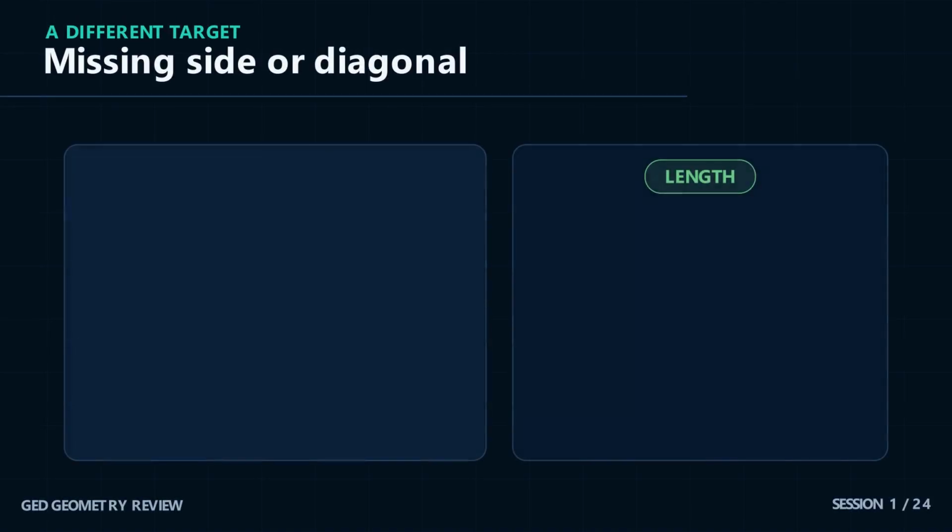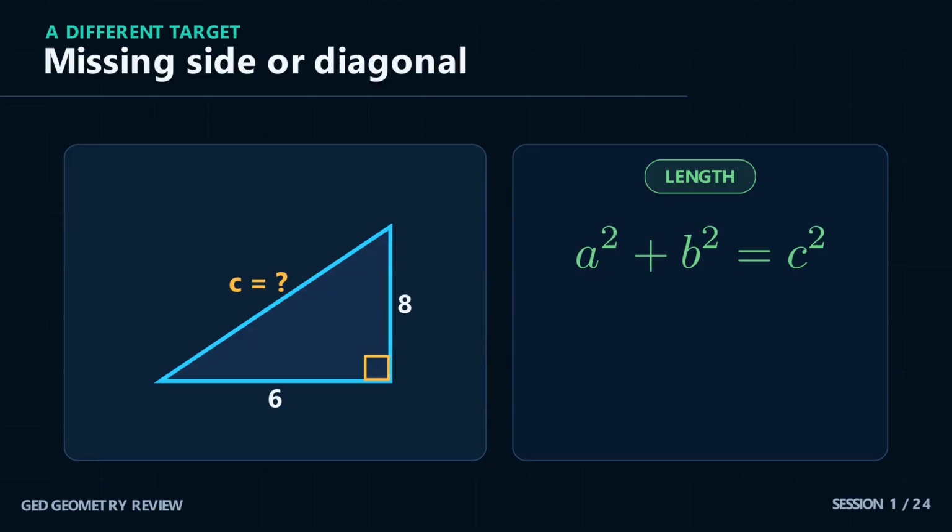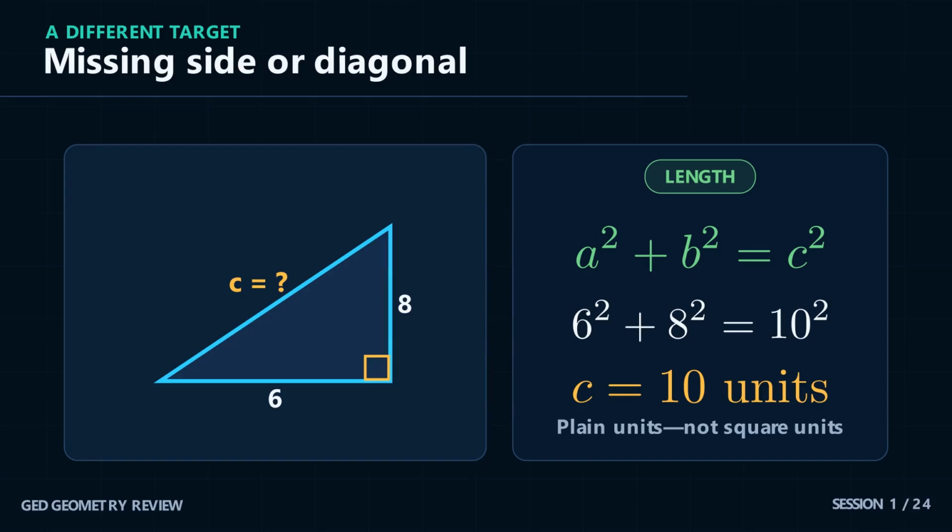Some questions ask for neither area nor volume. A ladder against a wall, a rectangle diagonal, or a path across a right triangle may ask for a missing length. First, find the right angle marker. Next, identify the hypotenuse, the side opposite the right angle. The Pythagorean relationship says a squared plus b squared equals c squared. With legs of 6 and 8, the diagonal is 10. The answer is a length, so it uses plain units. The squares are part of the calculation. They do not turn the final side length into an area.